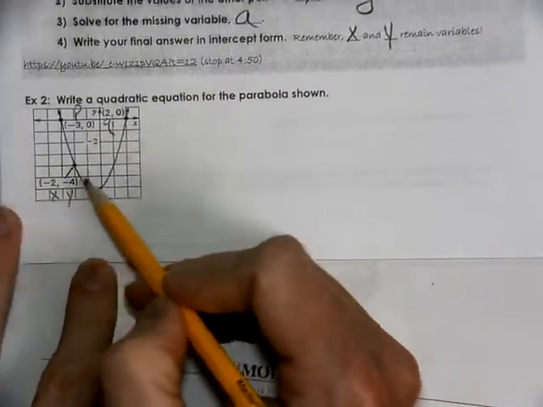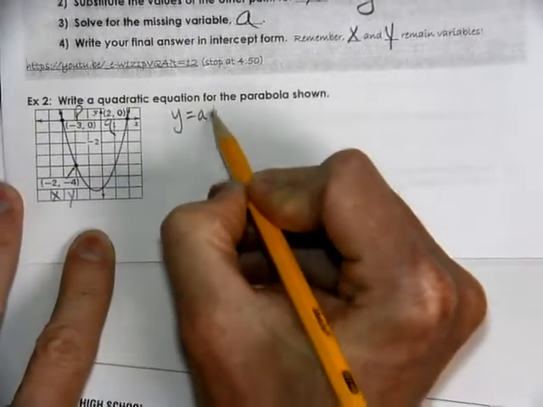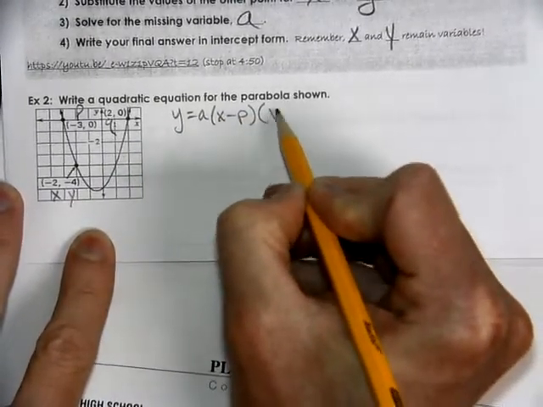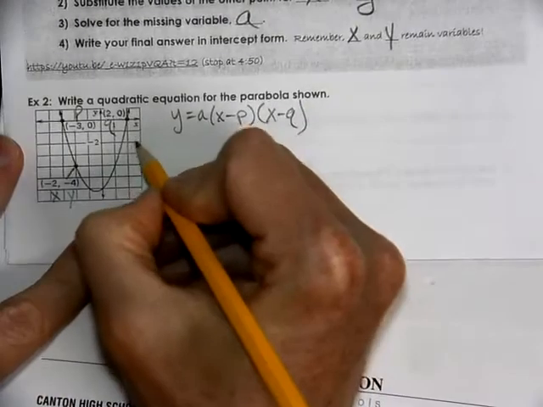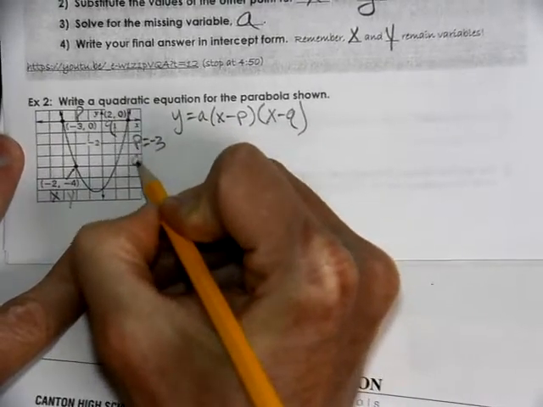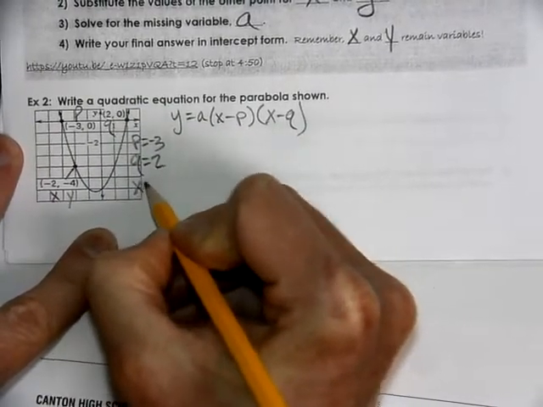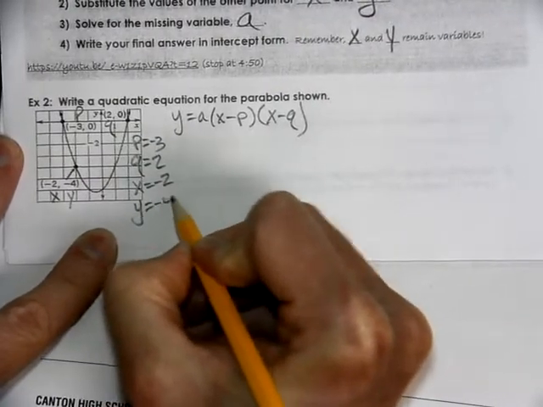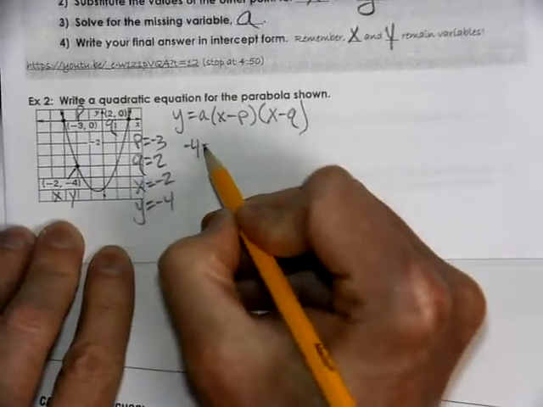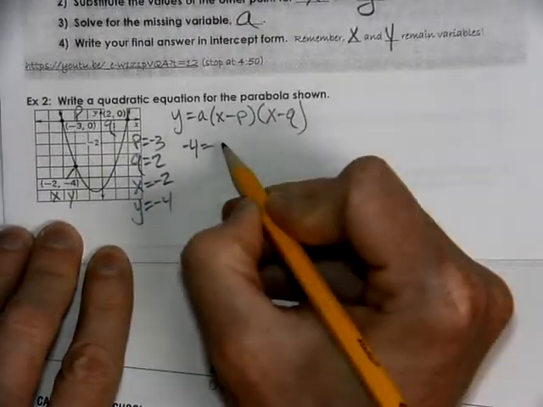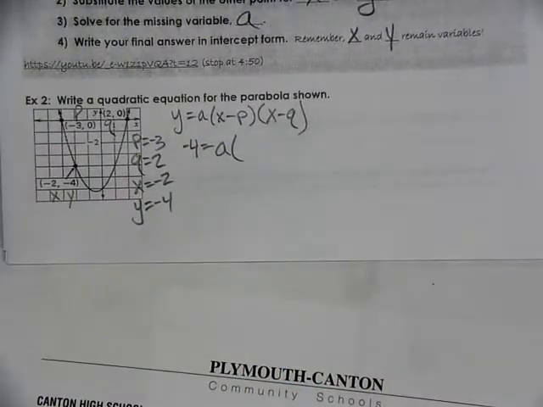So, because of the information they give us, we're going to use intercept form. We know what our P is, and our Q is, and our X and Y. We have all those values right from our graph. So we're going to substitute in the -4. We don't know A. That's what we're trying to calculate. So we have to leave that as the variable A.